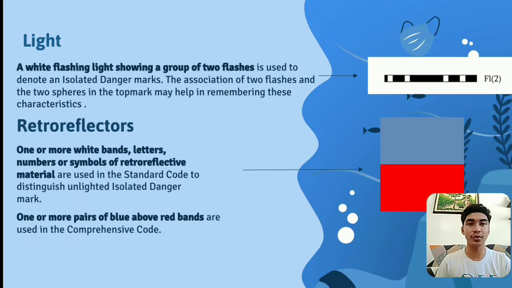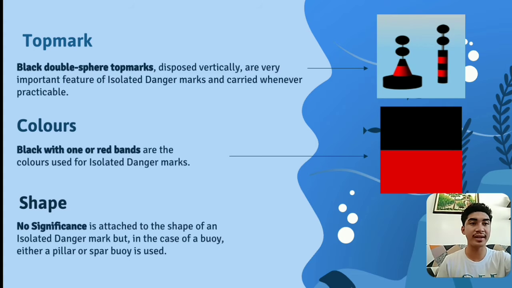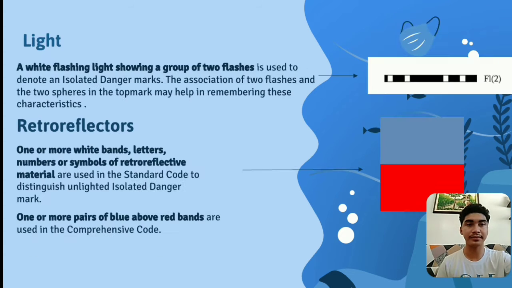Next, let's go to the light. The light here is a white flashing light showing a group of two flashes. It is used to denote an isolated danger mark, and the association of two flashes with the two spheres in the top mark may help in remembering the characteristics. Let's go back to the top mark. As we can see, the two black spheres help us remember its characteristics.